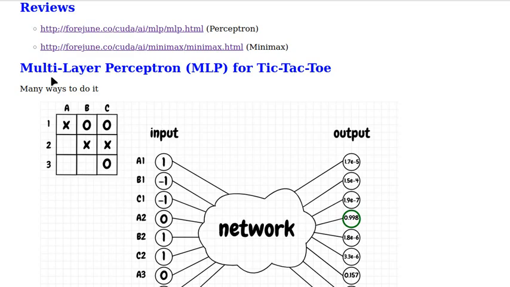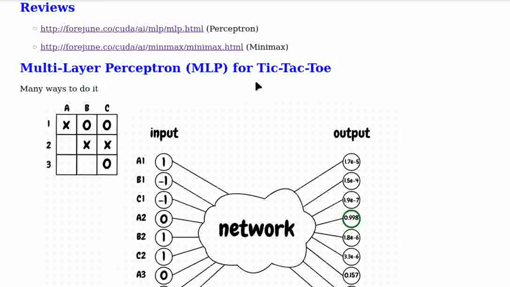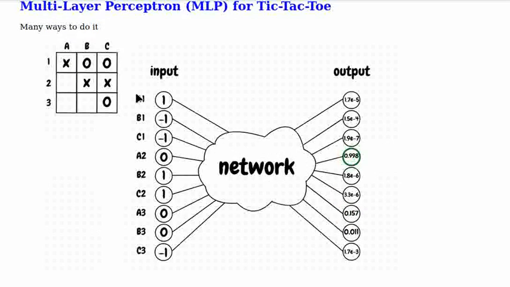Now let's see how we can train a multilayer perceptron, MLP, to play tic-tac-toe. There are many ways to do it. Here's one design. In this design, we have 9 input neurons and 9 output neurons. Each input neuron can have 3 values, 1, -1, or 0, corresponding to whether we mark the square by X, O, or empty.